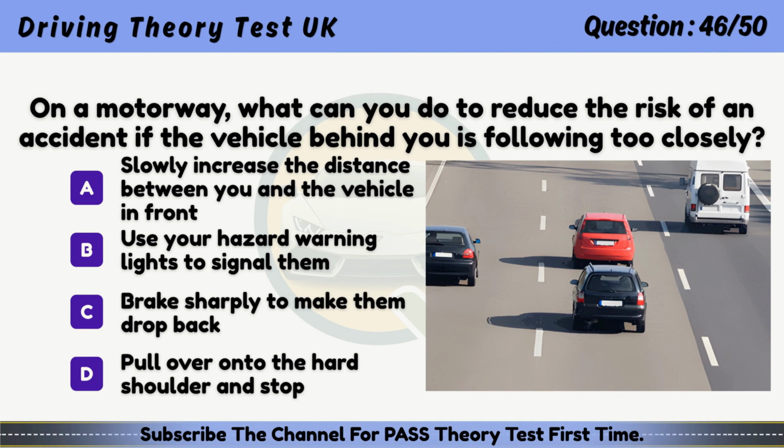Question 46. On a motorway, what can you do to reduce the risk of an accident if the vehicle behind you is following too closely? Option A. Slowly increase the distance between you and the vehicle in front. B. Use your hazard warning lights to signal them. C. Brake sharply to make them drop back. D. Pull over onto the hard shoulder and stop.